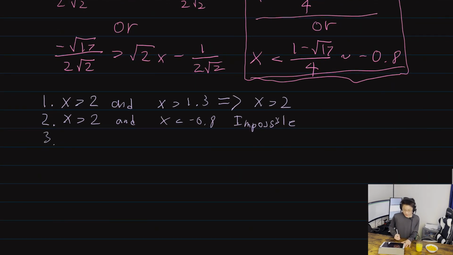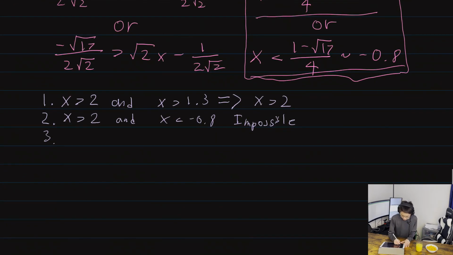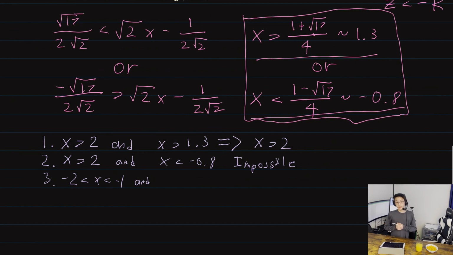Okay, so moving on. How about our red shirt, which is this right here? x must be in between negative 2 and negative 1, so negative 2 is less than x, and negative 1 is greater than x. And our blue hat, which is x is greater than 1.3. And once again, this is impossible, because 1.3 is already greater than negative 1.